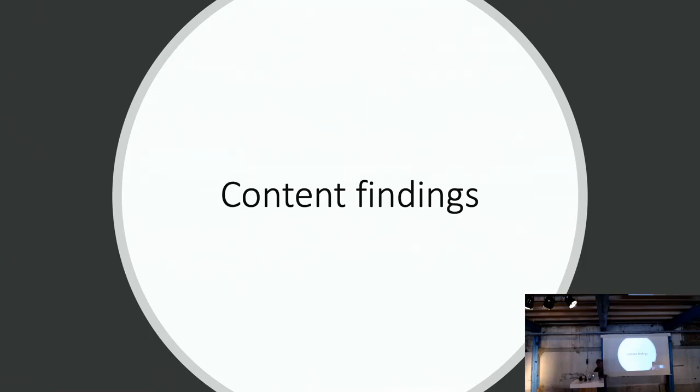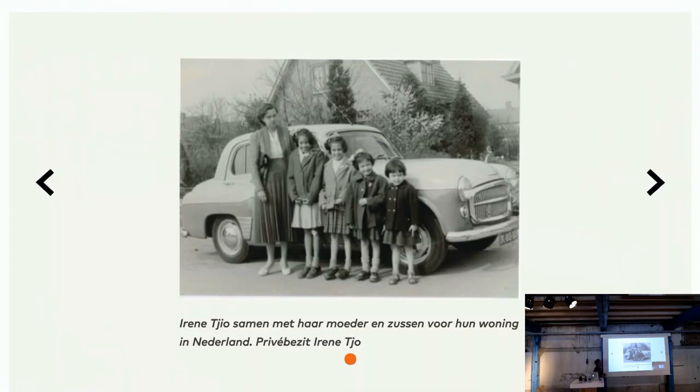Another part is the content findings, the part that's after the migrations. When I finished the Verhaal Archive migrations, I found this story about Irene Chio and her mother and sisters. Irene Chio is this little girl here. She's from Indonesia, and she had to migrate. Her mother had to migrate her family from Indonesia to the Netherlands because of the social disorder in Indonesia. I did not know that, but this is another pearl I found in the Verhaal Archive story.